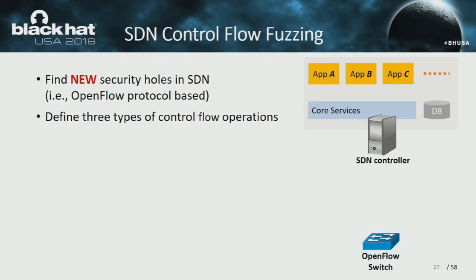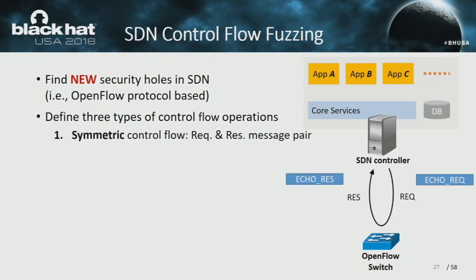And in order to find new security holes in SDN, Delta randomizes the SDN control flows by adopting the black box fuzzing technique. And to more efficiently and systematically randomize it, we first classified the control flows into three different types based on each operation. The first one is the symmetric control flow, which is the request and response message pair. So if the controller or the switch sends a request message to the other one, the receiver has to send the response message.